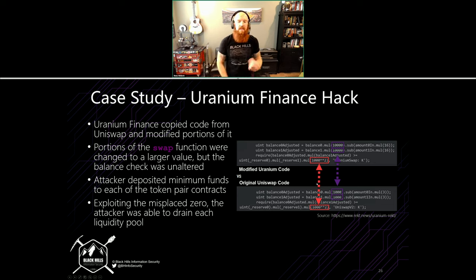So literally, this problem came because of a misplaced zero. So an attacker was able to deposit funds into this particular token pair, and then exploiting that misplaced zero was able to drain the entire thing. So literally, a zero caused that problem.